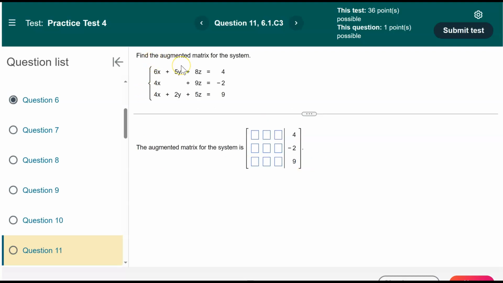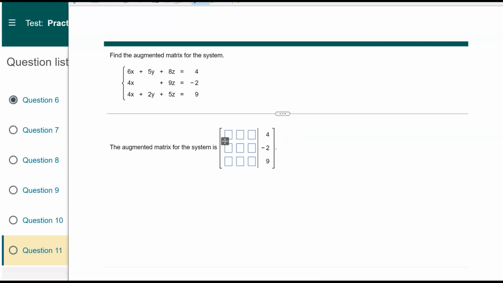Next number, find the augmented matrix for the system. So to do that, the augmented matrix here would represent the coefficients of the variables from the system. So the first column are the coefficients of x. So you will have 6, 4, 4 here. And the second column are the coefficients of y. So notice that you don't have a y here. That means the coefficient of y in this case is 0. And also the third column will just be the coefficients of z.